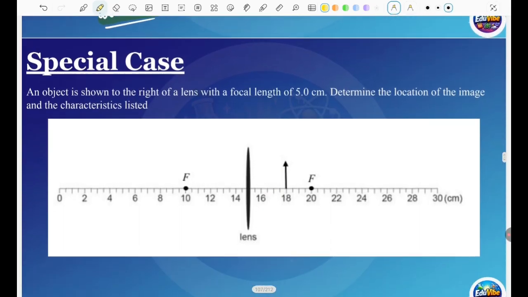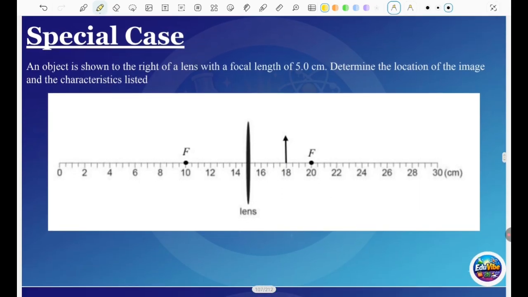Now we move on to a special case, which is very important. Again, as with the mirror, we do the special case, and this case is very important. They will give you this type of question: the object is shown to the right of the lens with a focal length of 5.0 centimeters. Determine the location of the image and its characteristics. If the object is between the lens and the principal focus, you get a virtual image in that case, which is a special case.